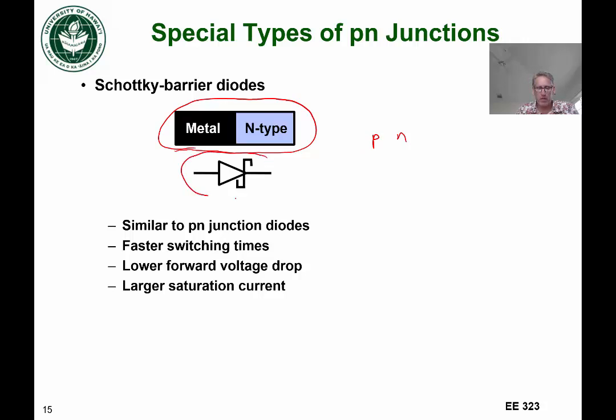And the symbol is, again, slightly different here. The behavior is very similar to a PN junction. They tend to have very fast switching times, and they tend to have a lower forward voltage drop, which can be useful in certain situations. And they also have a very large saturation current. So they can flow a lot of current with a low voltage drop, but still have the diode-like behavior. So you'll hear this referred to as Schottky diodes or Schottky barriers.